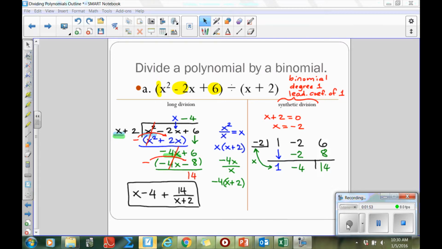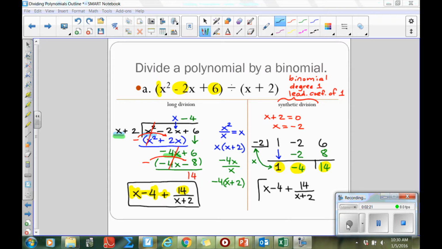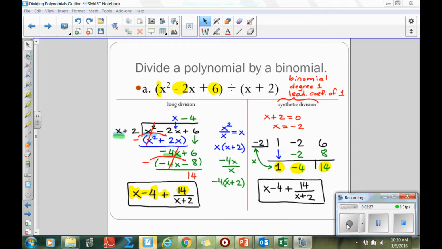Now look at the answer we got over here. 1x minus 4, plus, and look at that remainder. So 1x minus 4 and the remainder. A lot quicker. But again, the problem is that synthetic only works in selected cases.